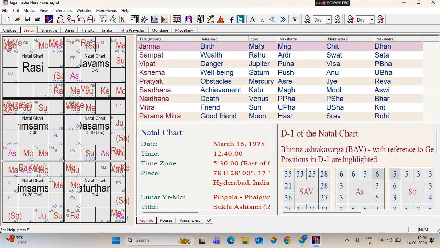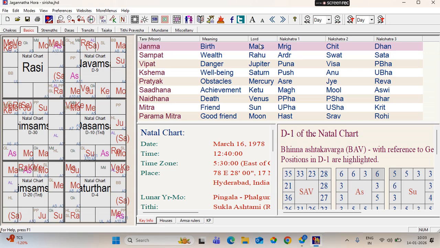We need to take the Navatara chakra from Mars, and the order is Janmatara will be associated with Mars and its nakshatras. Sampattara will be associated with Rahu and its nakshatras. Vipattara, which is Jupiter and its nakshatras. Kshematara, which is Saturn and its nakshatras. Pratyakatara is Mercury and its nakshatras, and so on and so forth, till we come to the end, which is Paramitra Tara.